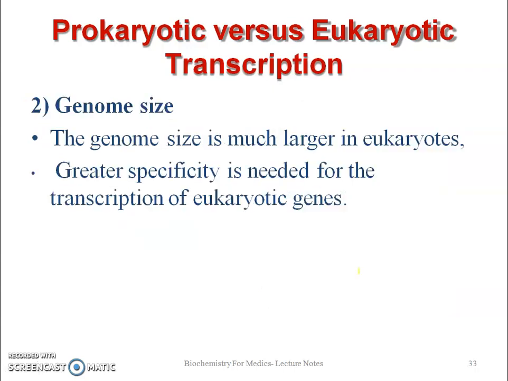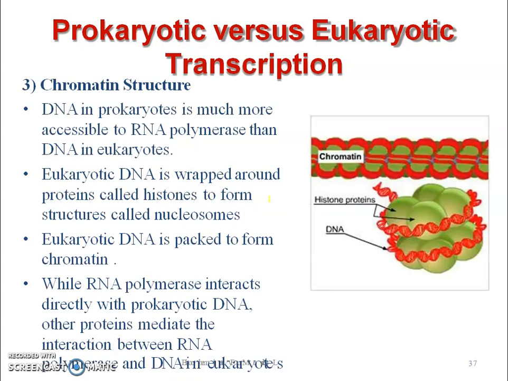Okay, so the prokaryotic versus eukaryotic transcription: the genome size, that is the size of the RNA, is much larger in eukaryotes than in prokaryotes. One more thing is the chromatin structure of the DNA. Prokaryotes do not have histone proteins, but eukaryotic DNA is wrapped in histone proteins. And while RNA polymerase interacts directly with prokaryotic DNA, other proteins mediate the interaction between RNA polymerase and DNA in eukaryotes. So proteins are the mediators which intervene.